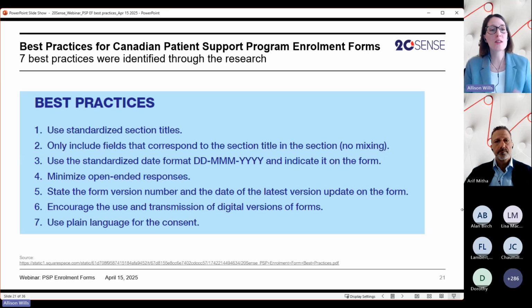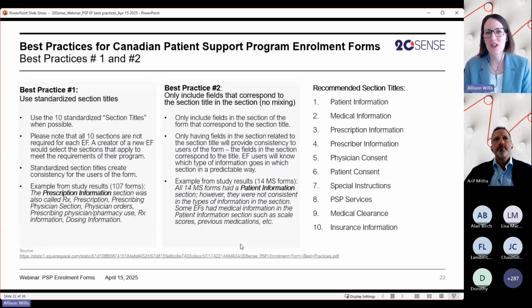Number 3, use the standardized date format, day, month, year, to indicate it on the form. So 2 digits for the day, 3 characters for the month, and 4 for the year is a best practice. 4, minimize open-ended responses. 5, state the form version number and the date of the latest version update on the form. 6, encourage the use and transmission of digital versions of forms. And 7, use plain language in the consent. Okay, Arif, I'll pass it back to you.